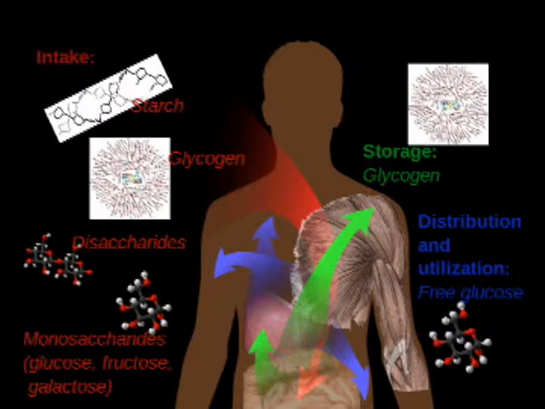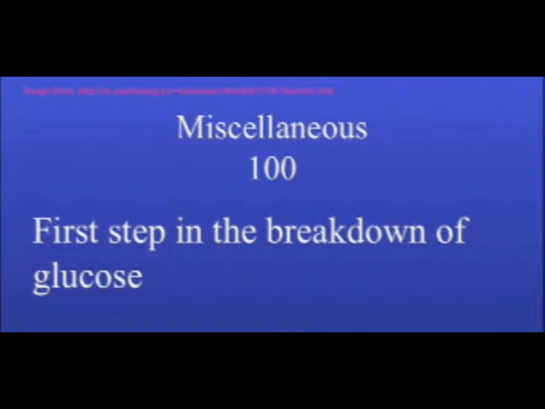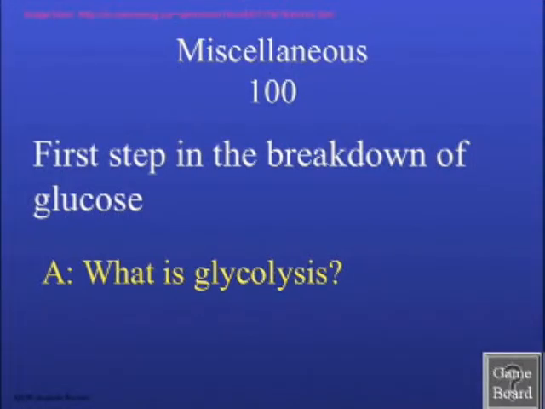And so what we're going to do is we're going to play 500 points, 100, 200, 300, 400, 500, and see how well you can do. The first step in the breakdown of glucose is, who knows the answer? Oh, yes. Okay, what is glycolysis?